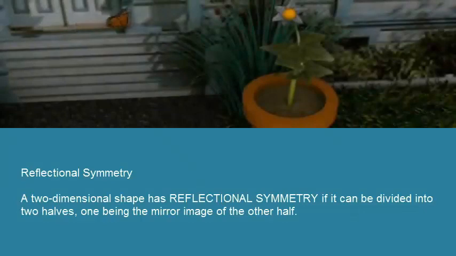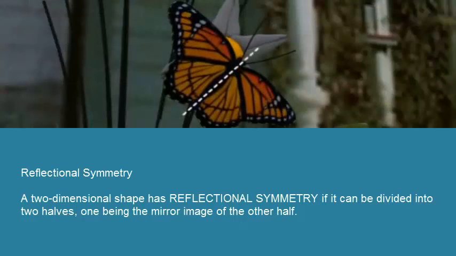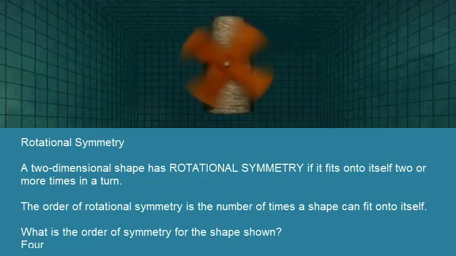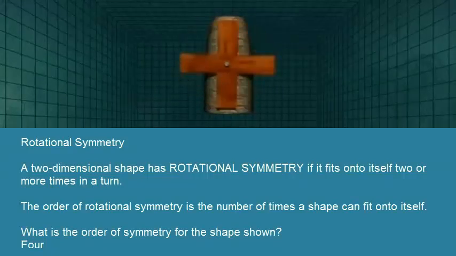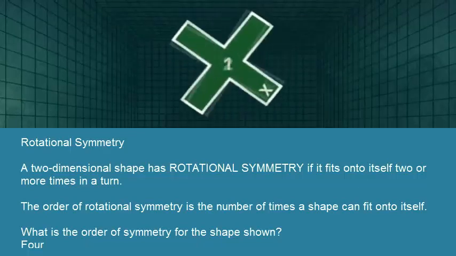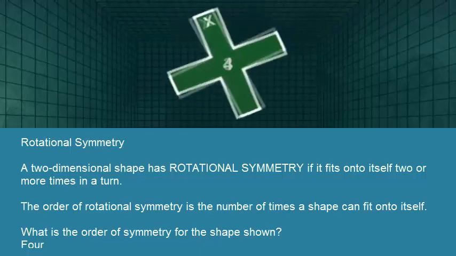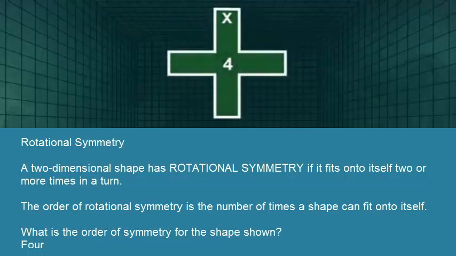Reflectional symmetry. A two-dimensional shape has reflectional symmetry if it can be divided into two halves, one being the mirror image of the other half. Rotational symmetry. A two-dimensional shape has rotational symmetry if it fits onto itself two or more times in a turn. The order of rotational symmetry is the number of times a shape can fit onto itself. What is the order of symmetry for the shape shown?